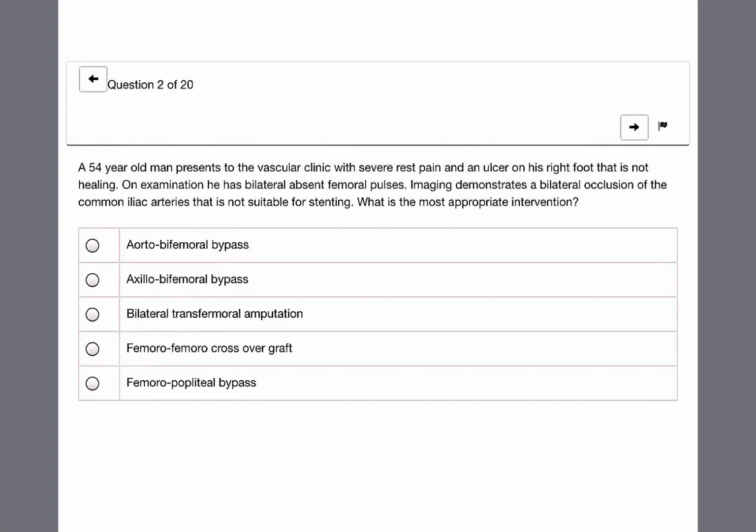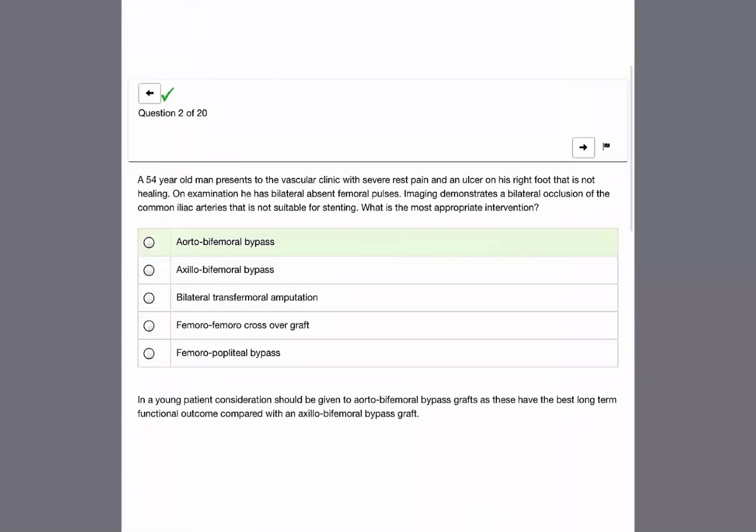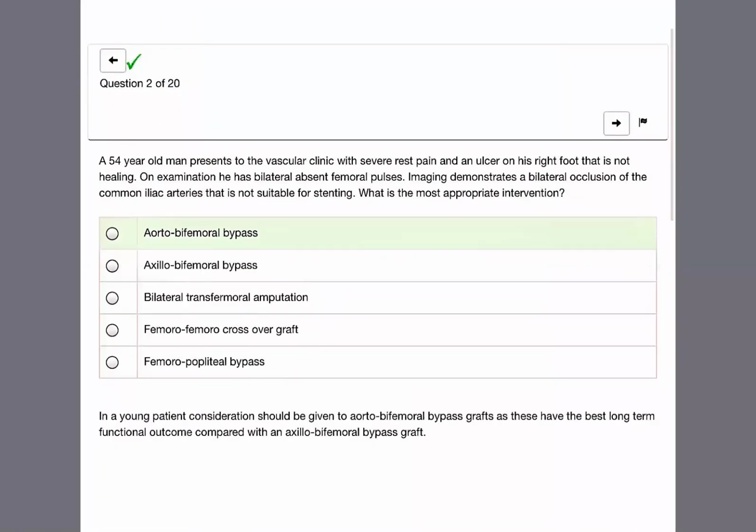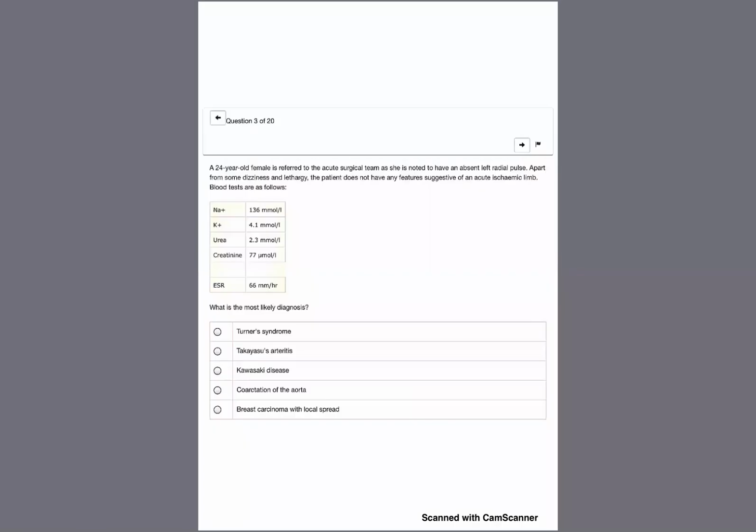So you are thinking this is a long segment, so I go for bypass. I have two options: anatomical and extra-anatomical. This is a young, fit patient, so I'll go for anatomical, aortobifemoral bypass. Both femorals are involved. Femoropopliteal is wrong. Bilateral transfemoral amputation is not warranted; this is just an occlusion with patent artery. Axillobifemoral is extra-anatomical and not for this patient. So aortobifemoral will be the answer.